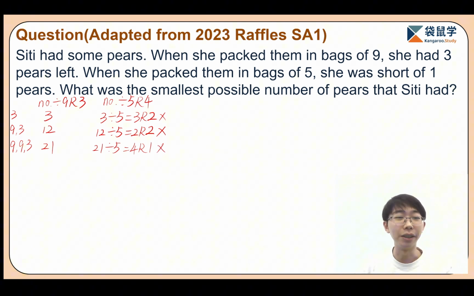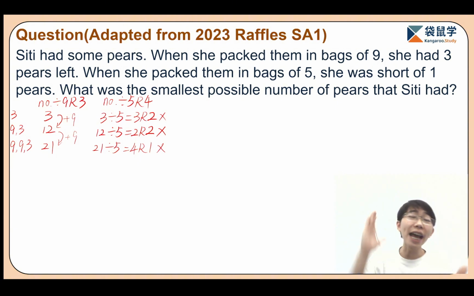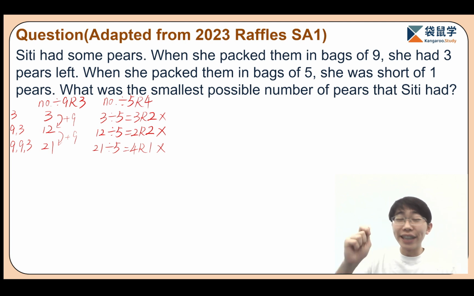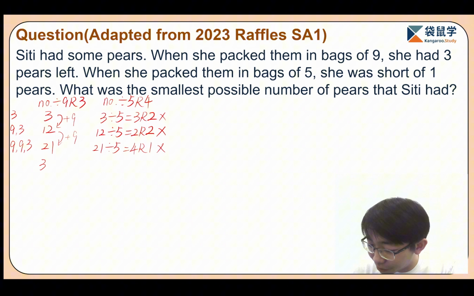What is the next number? Now let's observe. From 3 to 12, we're adding how many? We're adding 9 here. Now from 12 to 21, we're also adding 9. So what can we tell from this pattern? To find out the next number, you only need to add an extra 9. So now, can you tell me what is the next number? You add 21 with 9. So the next number should be 30.